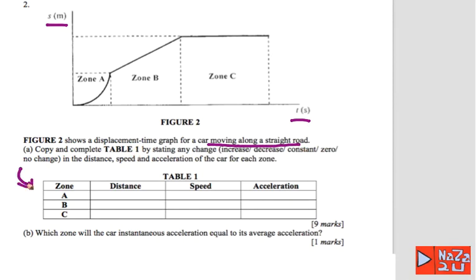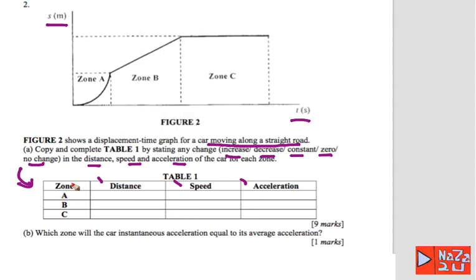This is table 1. Any change — increase, decrease, constant or zero, or no change — in distance, speed and acceleration. So we have distance, speed and acceleration. If you look at the graph here, the first is zone A.